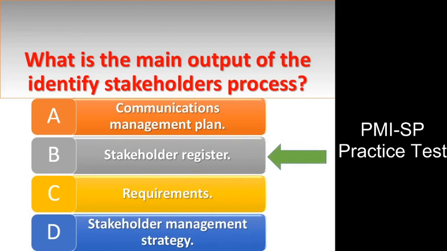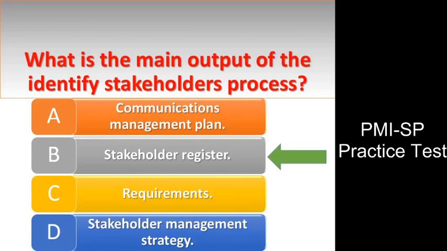Answer B. Explanation. The main output of the identify stakeholders process is the stakeholder register, a document that contains a list of the stakeholders associated with the project. It assesses how they are involved in the project and identifies what role they play in the organization. The information in this document can be very sensitive and is meant for limited exchange only. It also contains relevant information about the stakeholders, such as their requirements, expectations, and influence on the project.